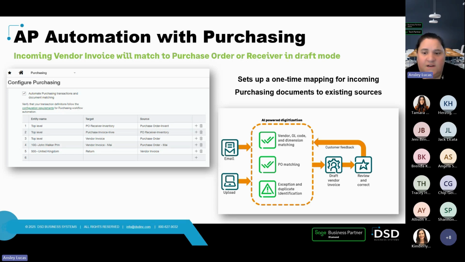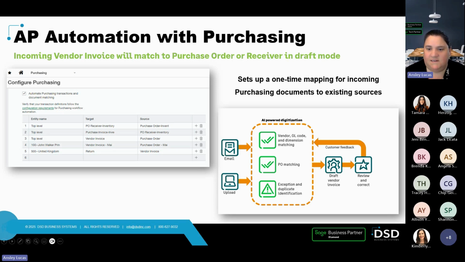You actually come in and define how incoming purchase documents will map to existing source transactions in a one-time setup. That's what you're seeing here a little bit in the screenshot, but you'll actually define that. And then instead of converting purchasing transactions to vendor invoices, you're letting Sage Intacct match the incoming vendor invoices using the workflow you've set up where the email or the upload comes in.